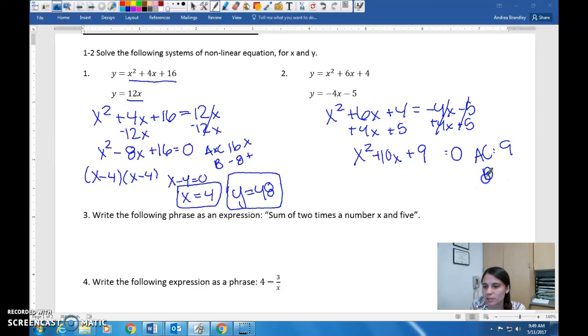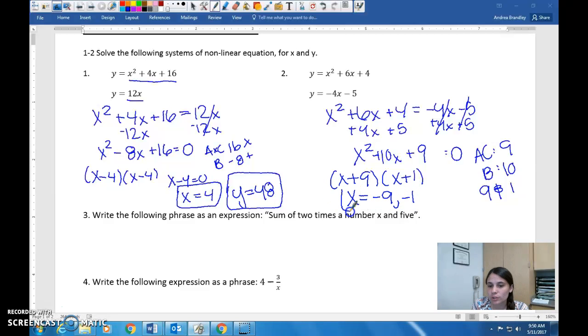So my a times c is 9, my b is 10. So two numbers that multiply to 9 and add to 10 are 9 and 1. So this factors to x plus 9 times x plus 1. And if I set each of those equal to 0, I'll get x equals negative 9 and negative 1. So those are my two x values, which means I have to plug in both x values to find my y values. So I'll start with negative 9.